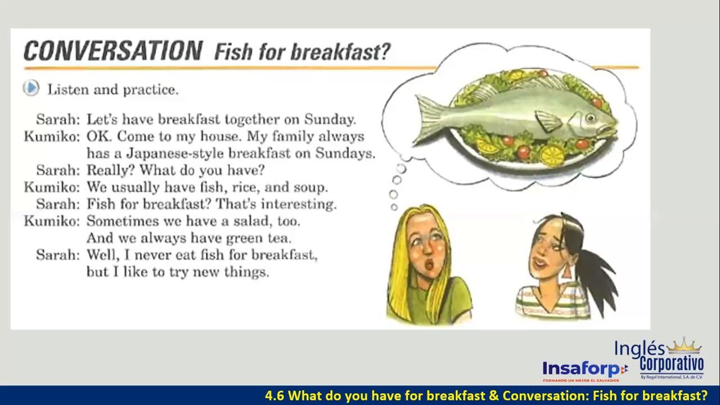Let's have breakfast together on Sunday. Okay, come to my house. My family always has a Japanese-style breakfast on Sundays. Really? What do you have? We usually have fish, rice, and soup. Fish for breakfast. Wow, that's interesting. Sometimes we have a salad too, and we always have green tea. Well, I never eat fish for breakfast, but I like to try new things.